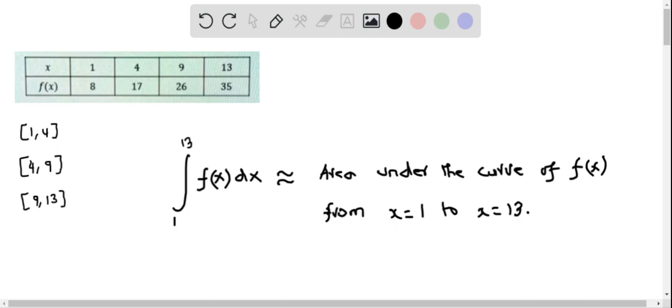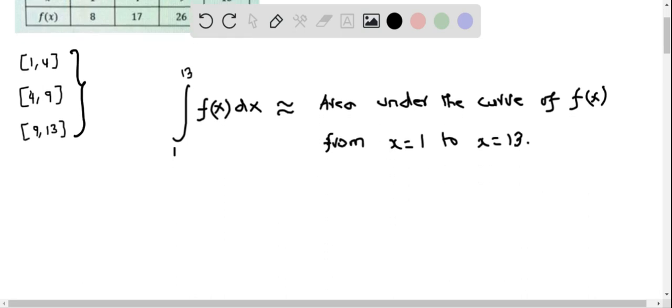So how do you find this area under the curve of f of x? That is, we have to calculate the area under the curve of f of x from x equal to 1 to 13. For this, we are given three sub-intervals. So we are going to use these three sub-intervals. For each of the sub-intervals, we are going to calculate the area of the rectangle within that sub-interval, and add them up together. So let's see how to do it.